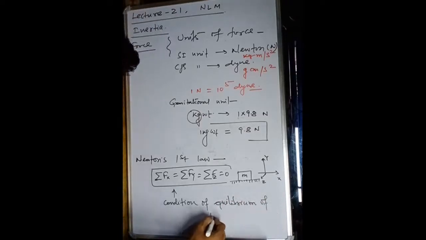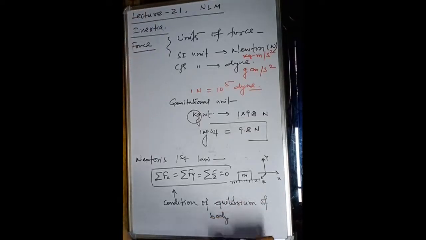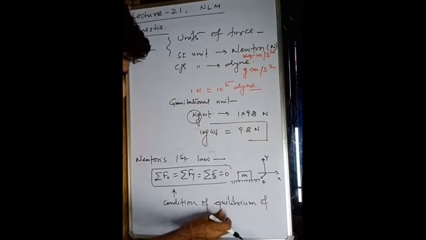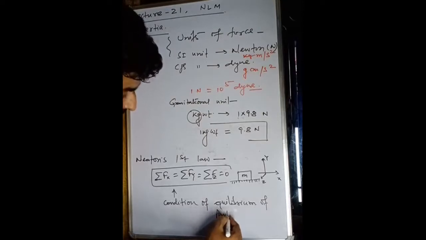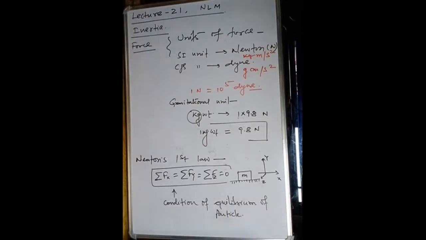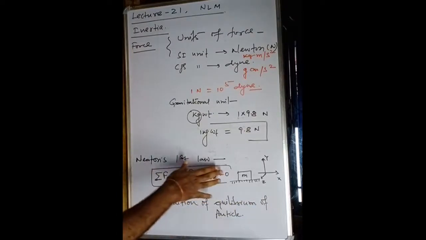of body. Remember, my dear students, there are two things you have to study: the condition of equilibrium of body and the condition of equilibrium of particle. This is not the body. The condition of equilibrium of body we will study in the rotation chapter. The torque we will study, and then we will deal with the condition of equilibrium of body there. This is called the condition of equilibrium of particle.